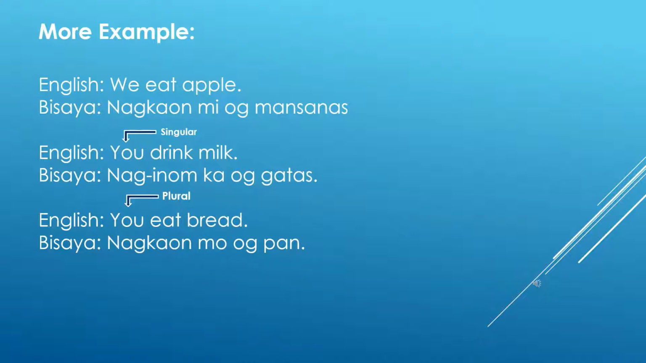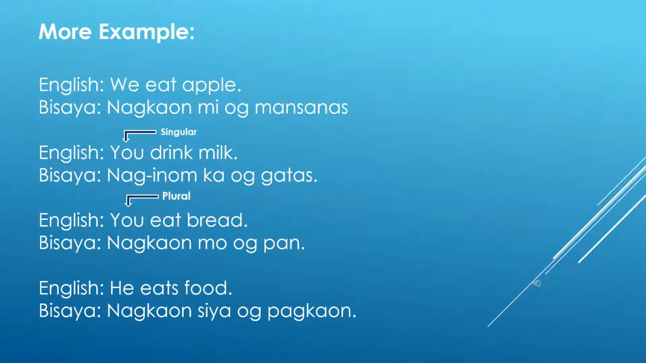For our last example, he eats food. In Bisaya, nagkaon siya og pagkaon. Siya, which is translated as he or she, has no changes unlike other subjects. Also, the word sila, which means they, will not be changed if you use it in the sentence.